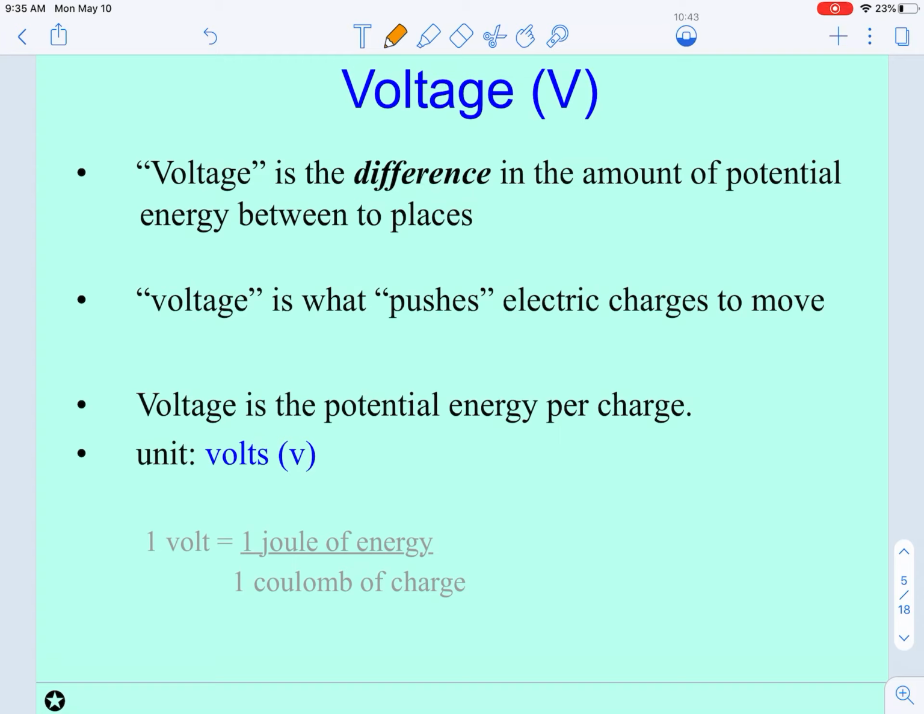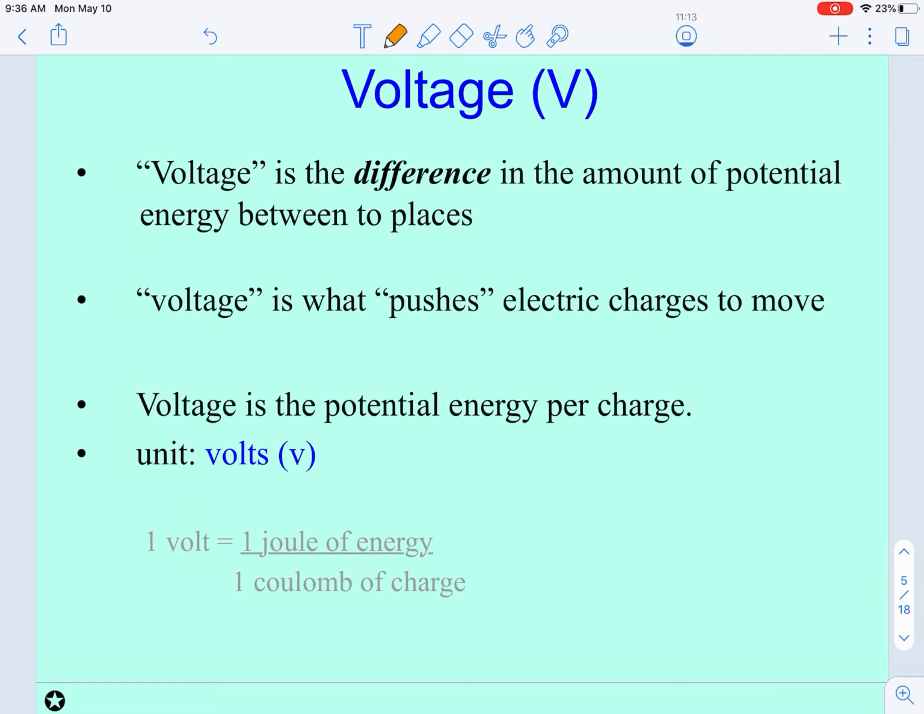Other places, and you can see here, I also put that voltage is described as the push for those electric charges. So this electrical potential energy difference is the reason why the electrons go into motion. Voltage is potential energy per charge. So when we are talking about measuring voltage, it is a ratio of how much energy is available per coulomb of charge.